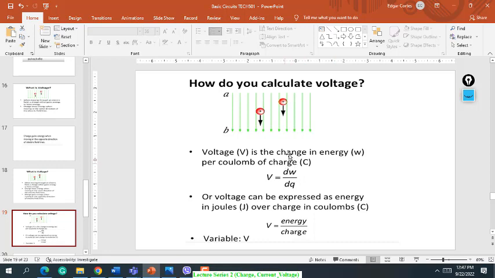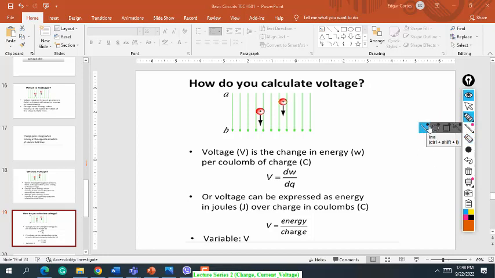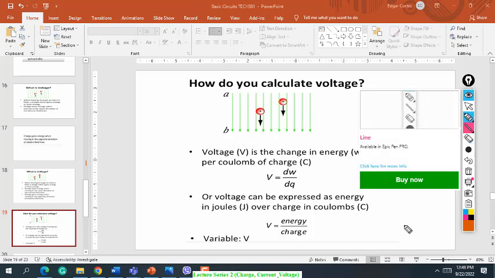So how do we calculate voltage? Voltage, class, is represented by V. The unit of voltage is volt. It is the energy, that is W, per coulomb of charge. So if we convert that statement into an equation, this is the equation: voltage is equal to dW over dQ. The d here is the representation of a derivative.